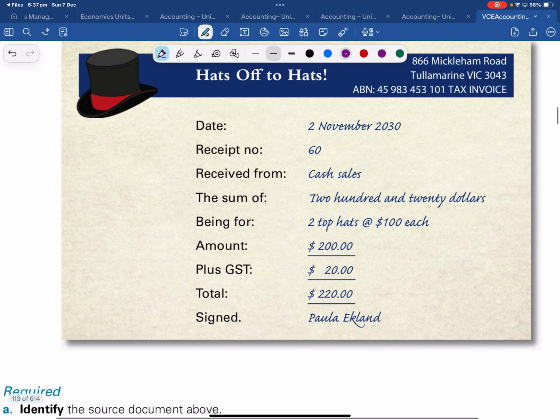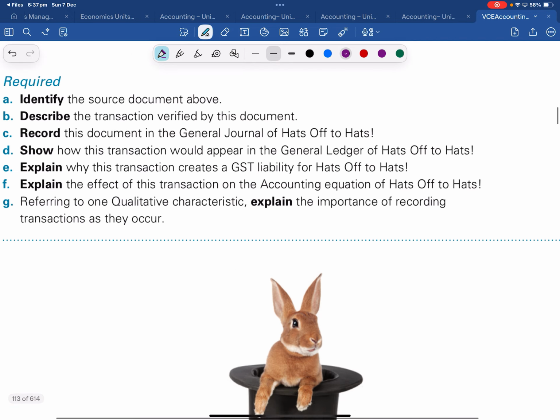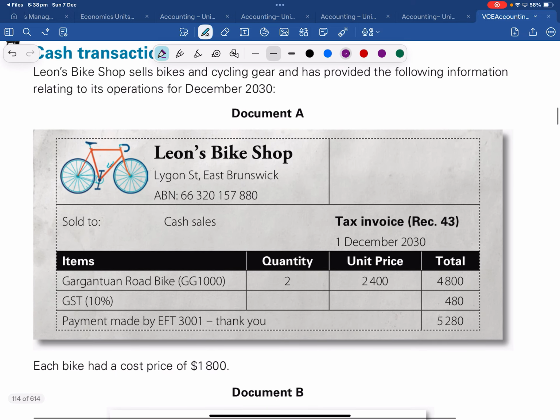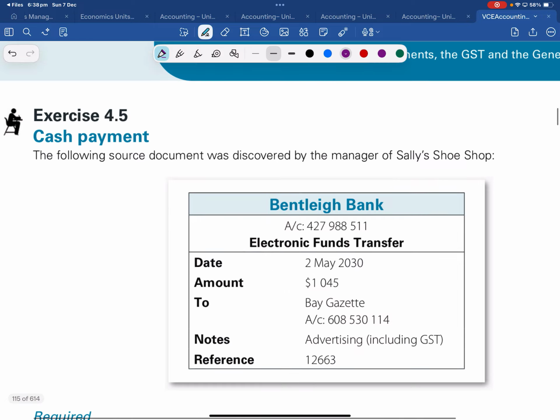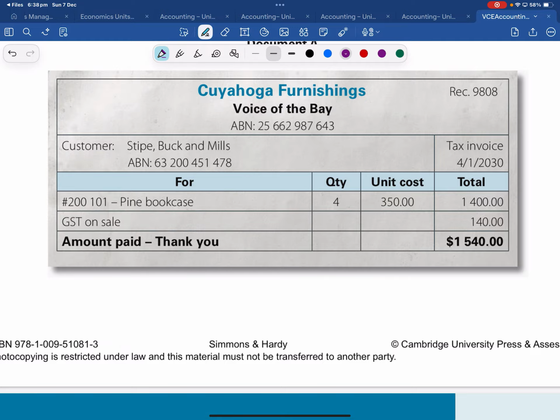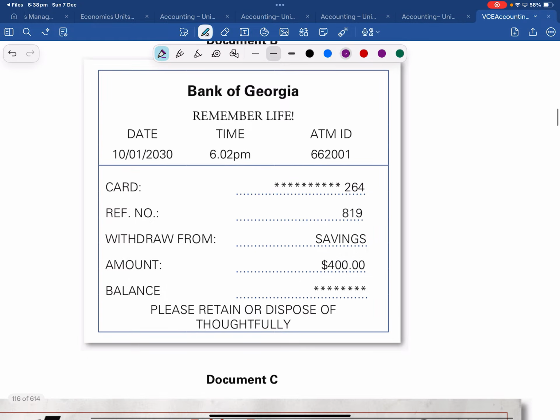This one? Receipts. Receipt number 16. Receipt, yes? This one? Receipt. EFT. Receipt. ATM.